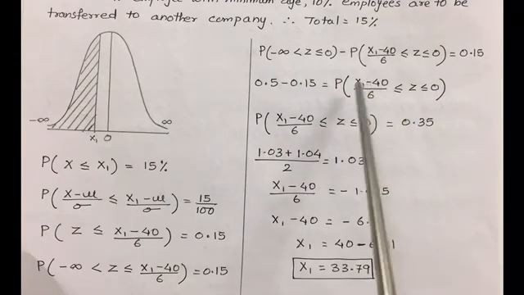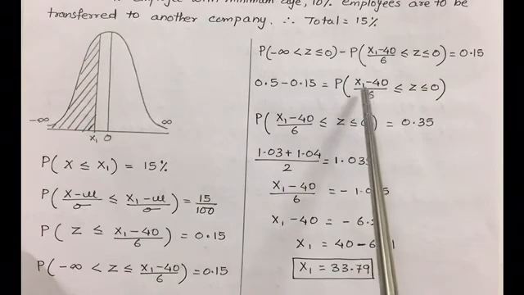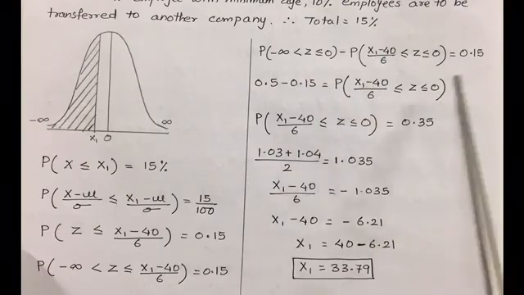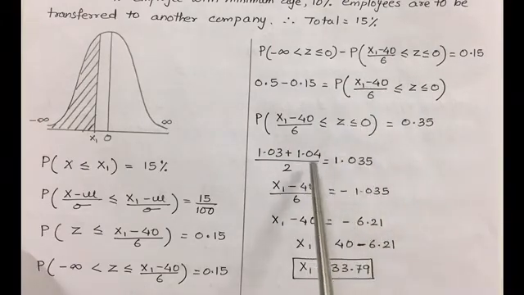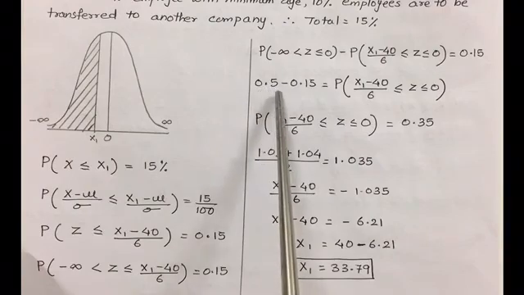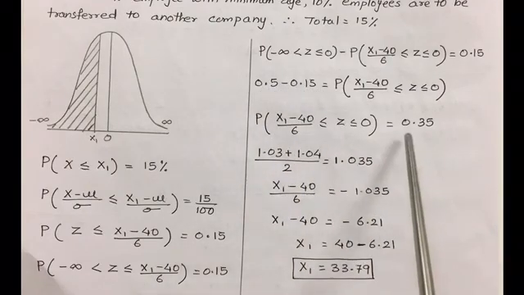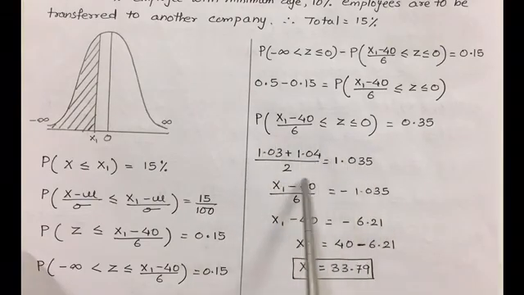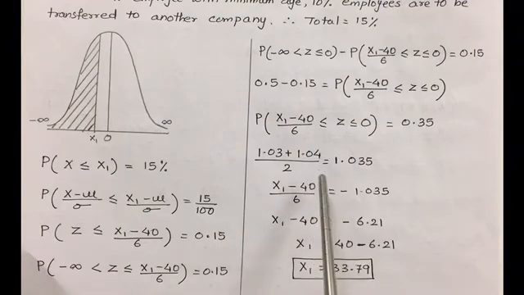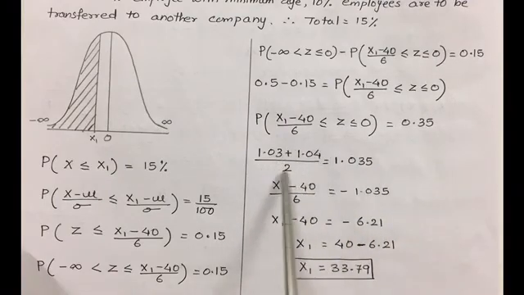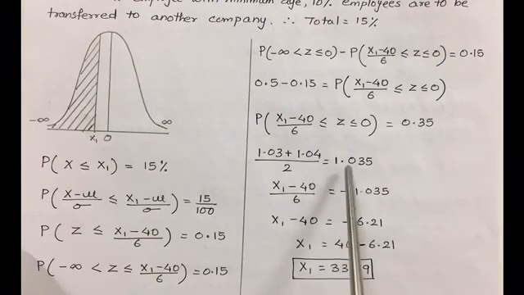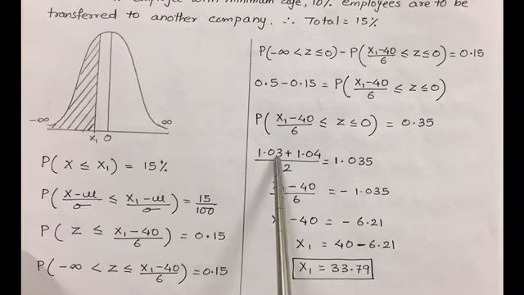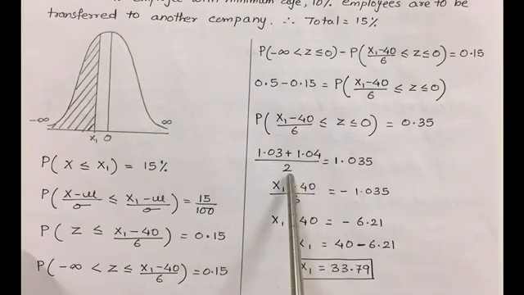shifting the probability, it is as it is minus, and on the other side it becomes plus. Solving 0.5 minus 0.15, we get 0.35. Now with the help of the table, the z value for 0.35 is 1.035, which is the average of 1.03 plus 1.04 divided by 2.